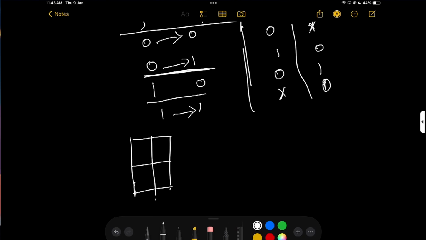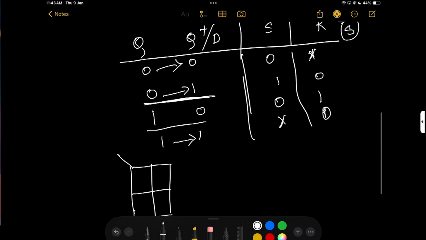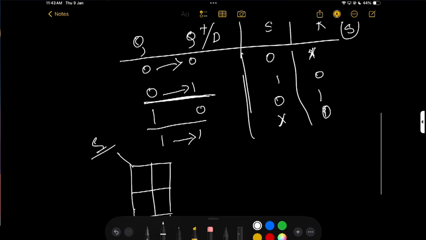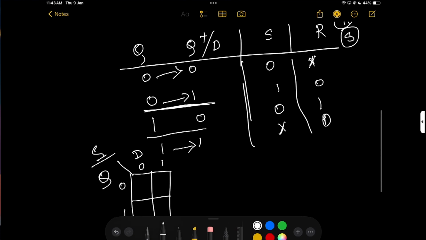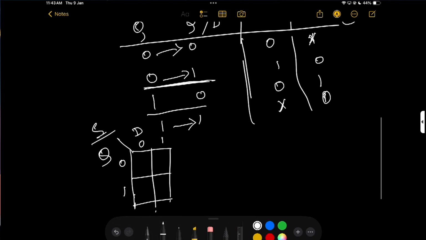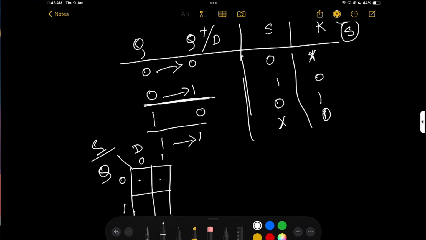So here is my S, this is S, and this is my Q, and this is my D. Okay, so Q is 0 1. So basically here is 0 and here is 1, here is 0, here is 1. So Q is my 0, so like either this or this. Q D equal to my 1.